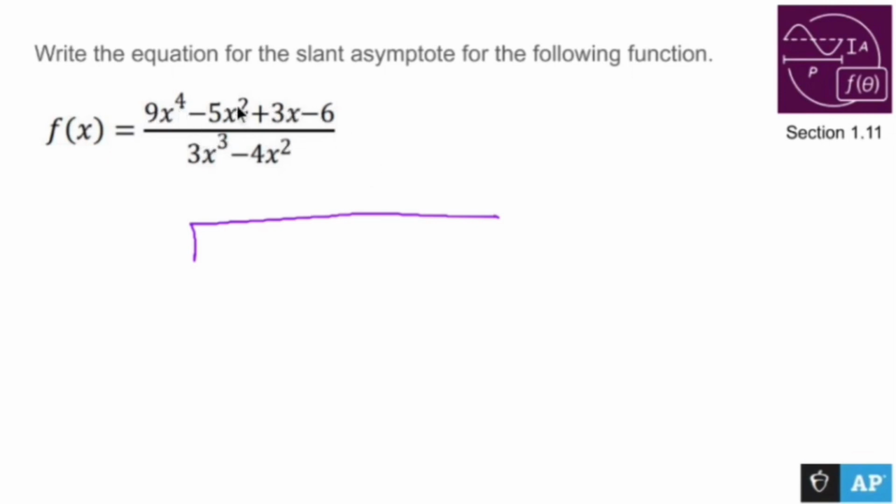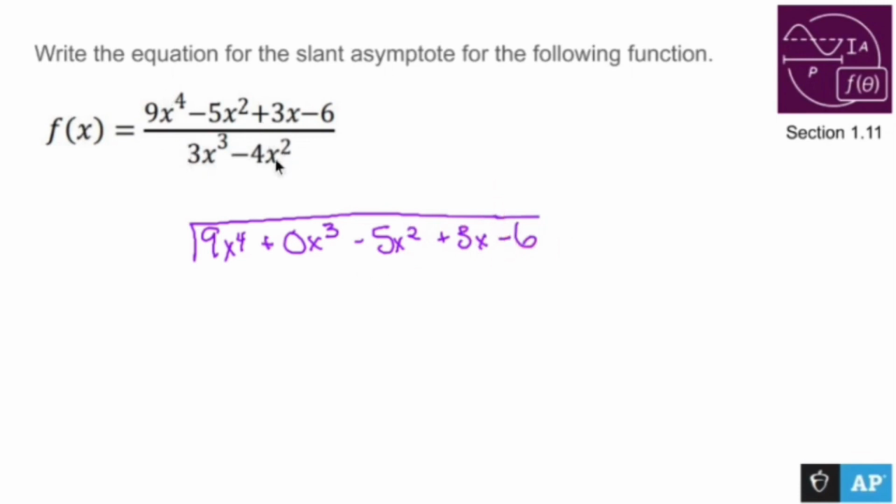What do I mean? Well, the numerator is always the guy that goes into the division symbol. So I'm going to go 9x to the 4th. I'm missing an x cubed here, so I have to replace that with 0x cubed. And then I keep going in order. Minus 5x squared plus 3x minus 6. Make sure it's in descending order, and if it's not, change it that way.